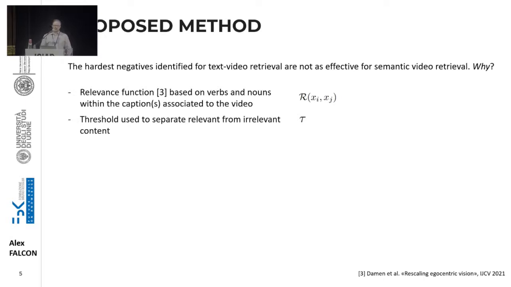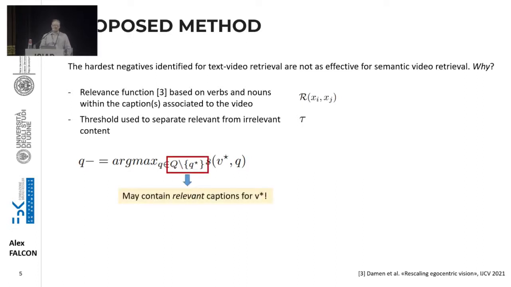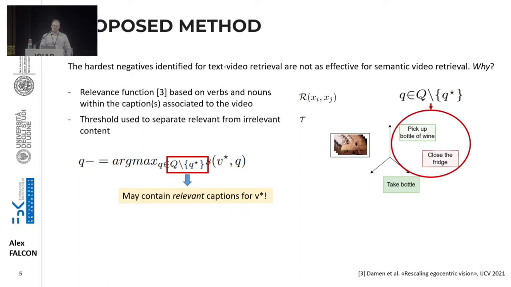So if we now look back at the previous equation, we can observe that we were picking Q inside a set which may actually contain relevant captions for V-star. And in fact, we saw that "pick a bottle of wine" was also one of the valid negative captions.